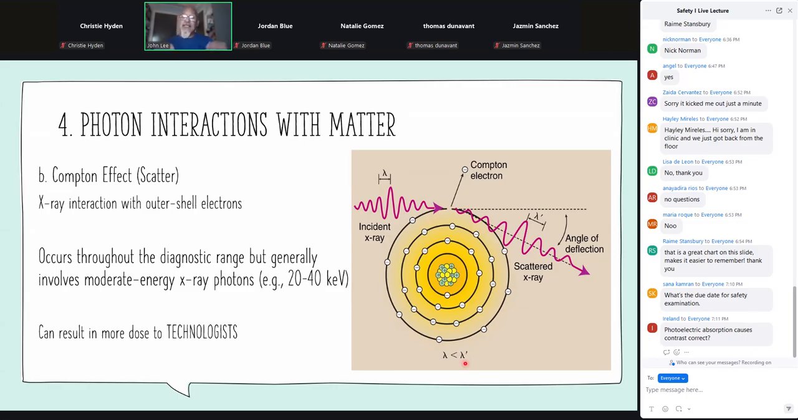Now, wavelength and energy have an inverse relationship. So if this wavelength is shorter than this one, that means this energy is higher than this one. Okay. So the reason for that is, of course, because some of the energy of that incident X-ray was needed to knock that electron out and to get it moving in a specific direction. Now, the angle of deflection here is dependent on how much of that energy is deposited into this electron.